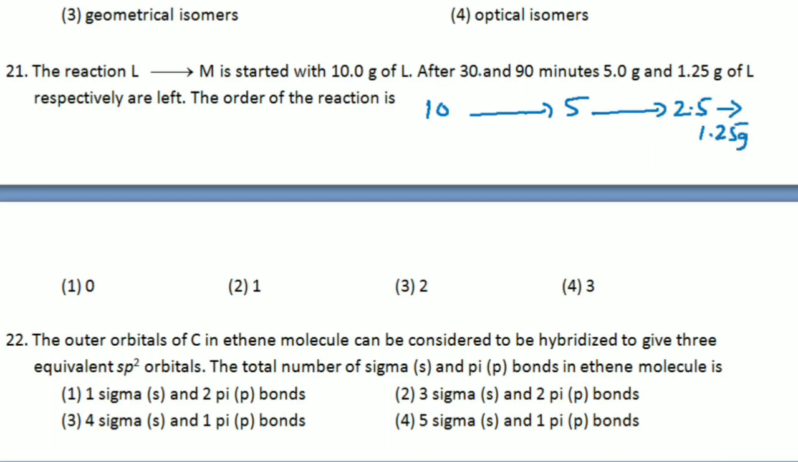Here they are telling after 30 minutes 5 grams left, after 90 minutes 1.25 gram left, which means it should be 30 here, and here also it should be 30. All half-lives are the same, which means half-life is independent of the initial concentration. Hence the answer for this question is first order reaction. We can easily tell. Answer is 2.